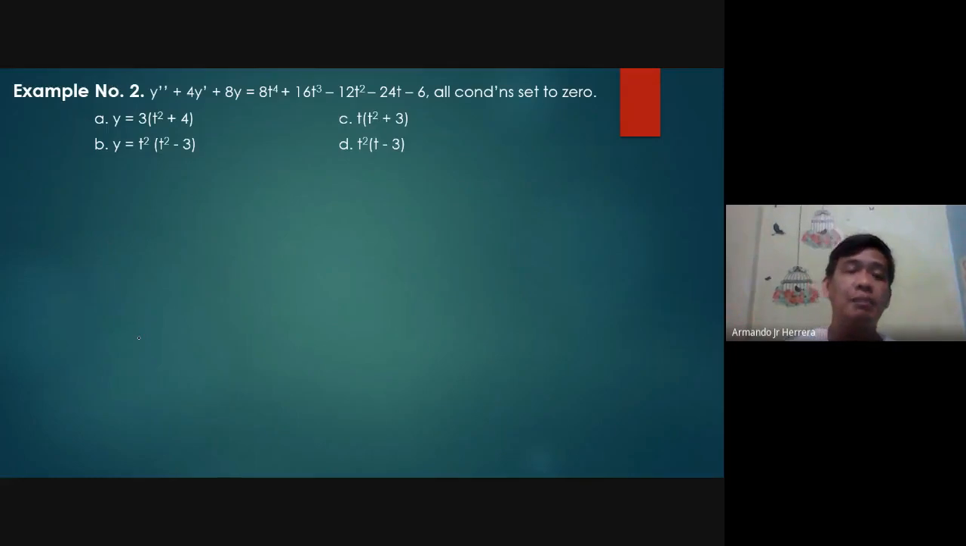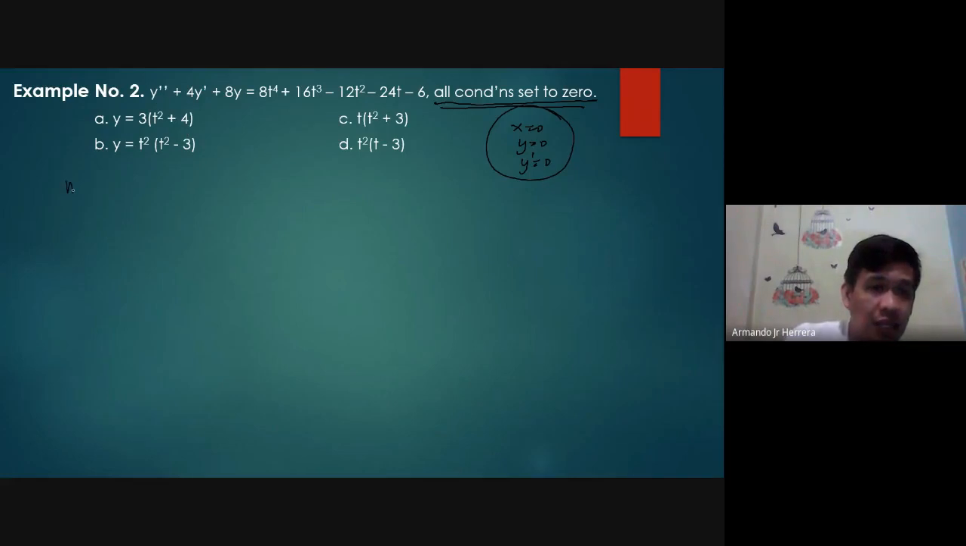Okay, let's continue. So example number 2, we have y double prime plus 4y prime plus 8y is 8t to the 4th plus 16t cubed minus 12t squared minus 24t minus 6. All conditions are set to 0. So dapat lahat ng ibig sabihin, y prime of 0 is 0, when x is 0, y prime is 0, y is 0, y double prime is 0, y triple prime ay 0, so on and so forth. So kapag ang x ay 0, y is 0, y prime is also 0. So yun yung sinasabi nitong all conditions are set to 0.